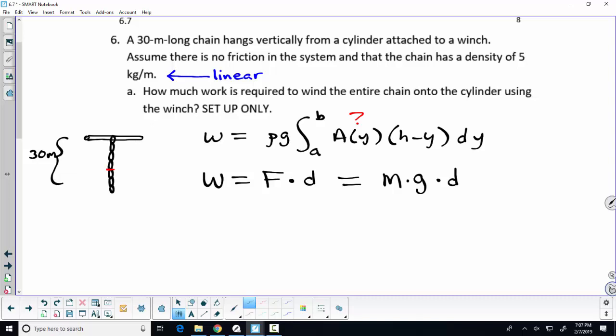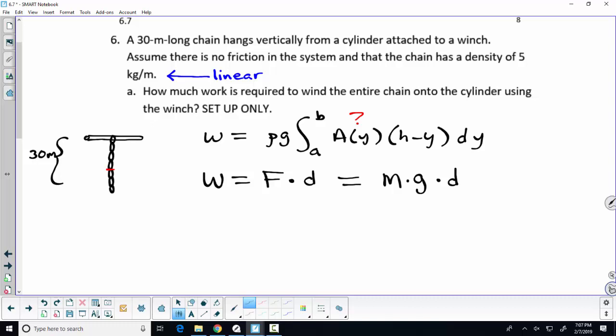Is that going to help us? Yes. Because we know what the mass of the thing is. Yeah, so the mass is what? 150 kilograms. So how do you get that? If the density is 5 kilograms per meter and you've got 30 meters, multiply those together.